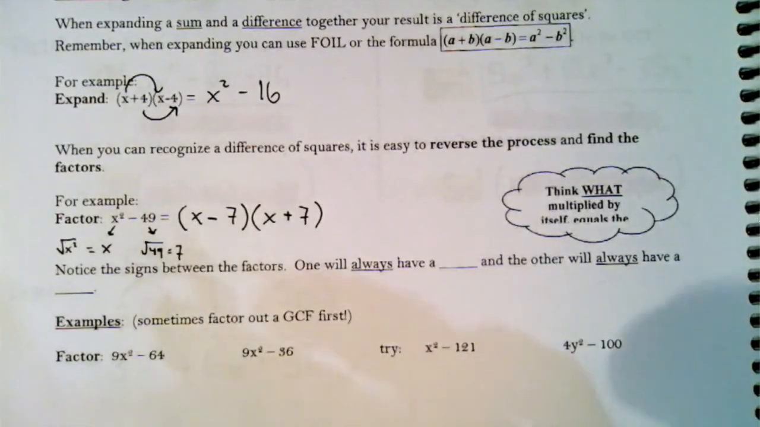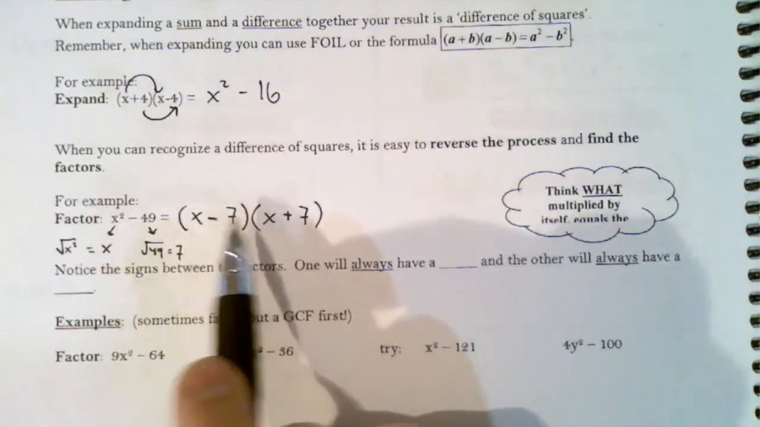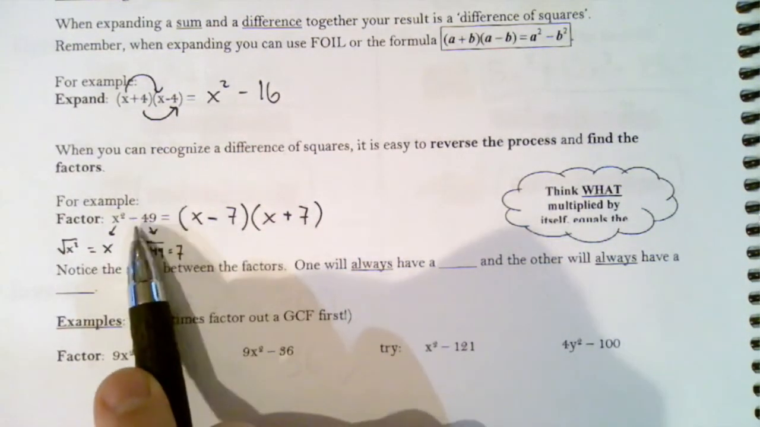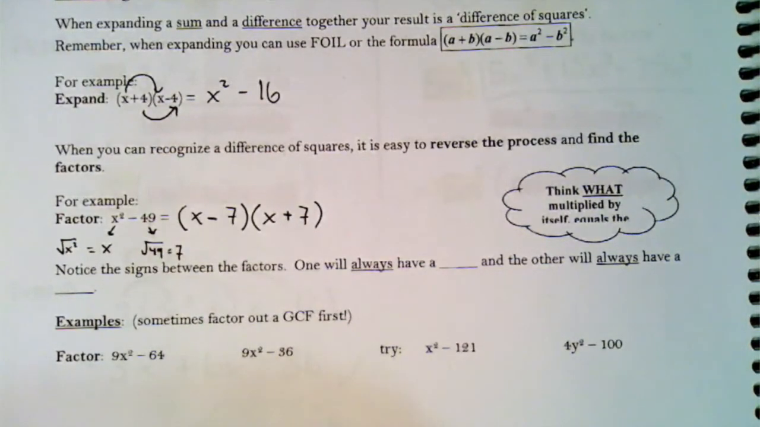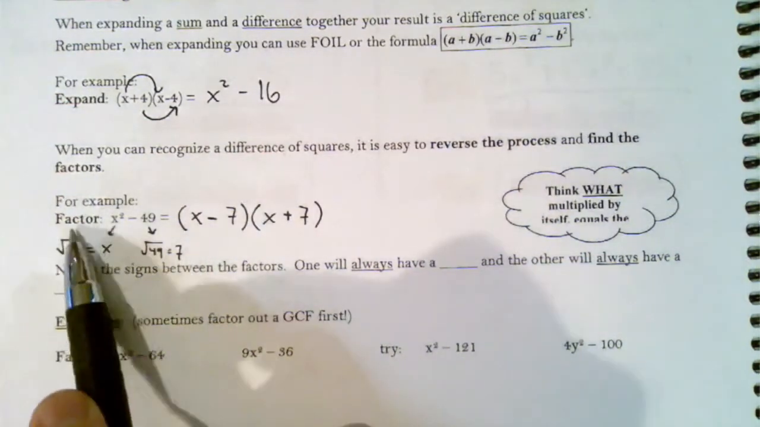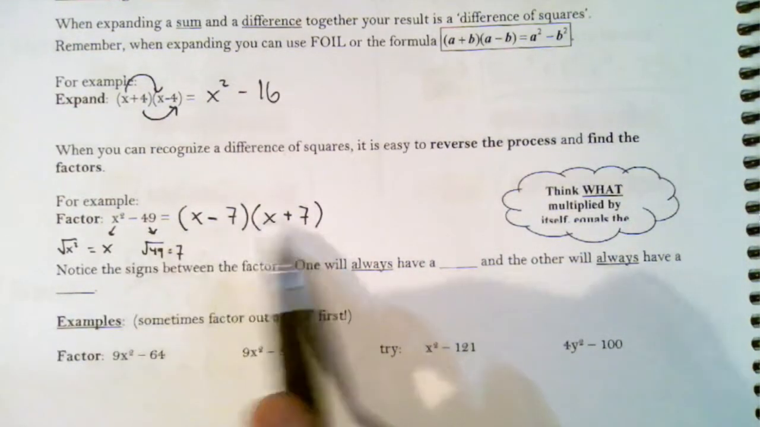And you could always check by expanding. X times x gives us x squared. 7 times 7 gives us 49 with a minus sign in the middle. So factoring is reversing the process of expanding. So if you see the instruction factor, that means go to the almost twins brackets.